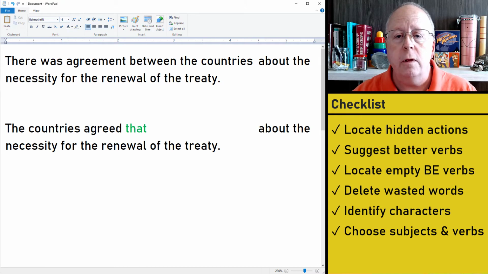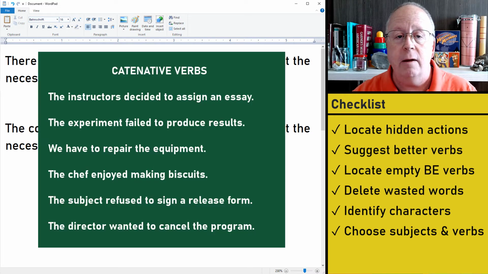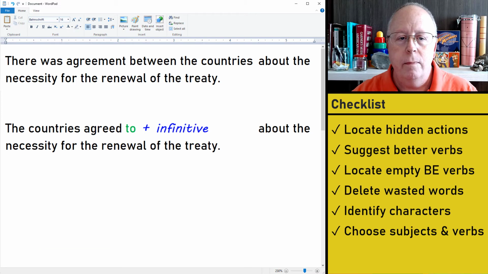Let's write a version that uses to. What I really mean in this case is that agree is followed by the infinitive form of another verb. Agree is an example of a catenating verb, verbs that can be followed by infinitives or gerunds. Here are some other examples. I'm sure they're familiar. When I ask what the countries are agreeing to do, I see the verb renew.